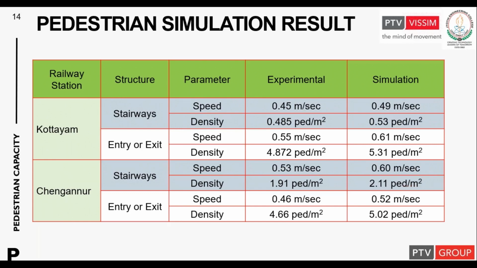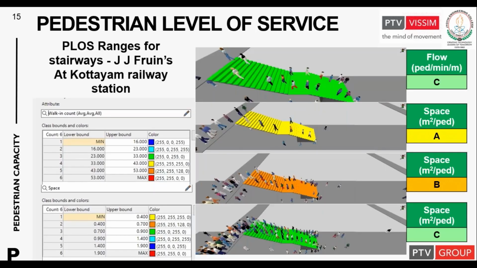Then, using Vissim, the pedestrian level of service can be easily evaluated by using the color scheme option, with the support of the attributes of density or space, and the number of flow and average speed of the pedestrians can be easily visualized. I am using the guidelines of JJ Fruin and Indo HCM 2017, the two guidelines followed in the Vissim software.